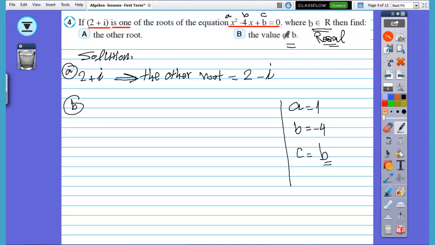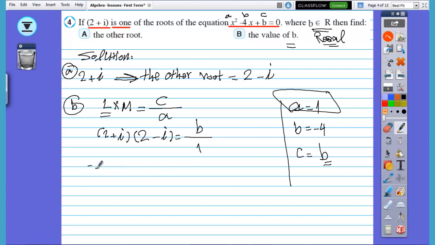What is the relation between c and a? Actually, we have the product of the two roots L multiply M equals the absolute term c over a. A is the coefficient of x squared. So the first root is 2 plus i, multiply the second root, 2 minus i, equals c. Don't forget, c equals b over a, and a equals 1.